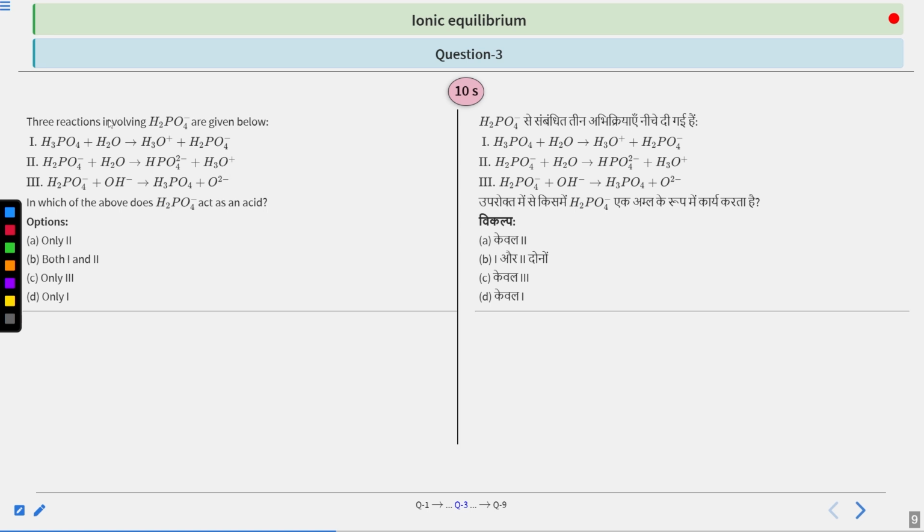Next question. Three reactions involving H2PO4 minus are given below. First reaction is H3PO4 plus H2O giving us H3O plus and H2PO4 minus. Second is H2PO4 minus plus H2O giving us HPO4 2 minus and H3O plus. Third is H2PO4 minus plus OH minus giving us H3PO4 plus O2 minus. Now, in which of the following is H2PO4 minus acting as an acid? Options are A, only 2, B, 1 and 3, C, only 3, D, only 1.